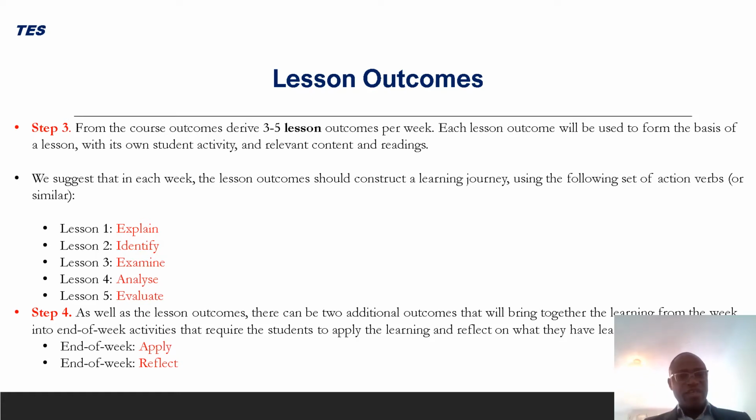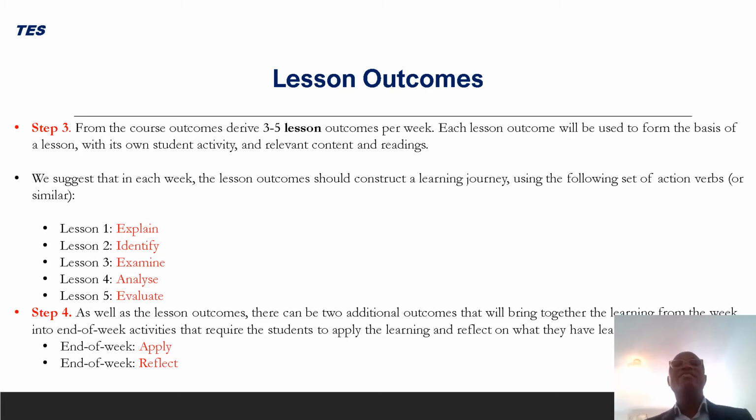Now, if we're talking about the 5 lessons in a unit or in a week for a topic, we want to follow some consistency in designing learning outcomes. So for lesson 1, use the active verb explain. So your activities that will be designed would be tailored towards explanation. So you ask students to explain the meaning of this and that. So that should be the focus of the learning outcome.